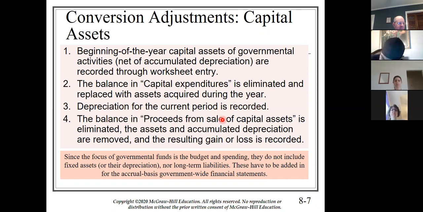Balance and proceeds from sale of capital assets is eliminated. The asset and accumulated depreciation is removed and the resulting gain or loss is recorded. So this is how, when they sold a capital asset, it was recorded under modified accrual, and it completely ignored whether or not there was a gain or loss on the sale. So they get rid of that account and record it the way a business would record it.